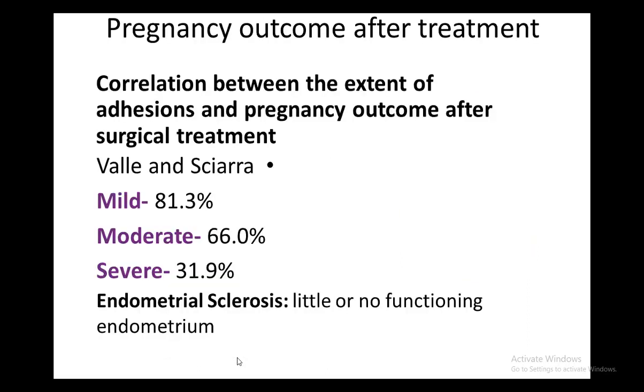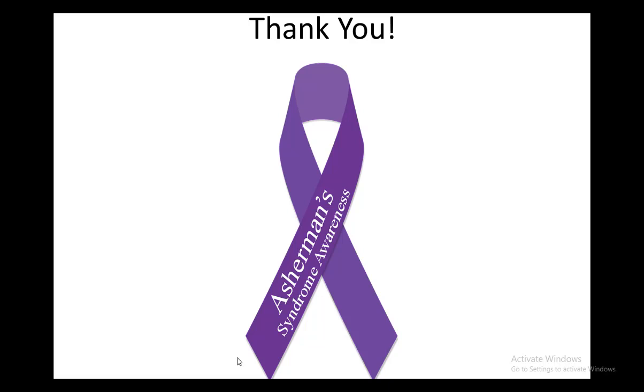Pregnancy outcome after treatment: there is a correlation between the extent of adhesion and pregnancy outcome after surgical treatment. Valle and Sciarra reported that for the mild type the pregnancy rate was 81.3%, for the moderate type 66%, while for the severe type only 31.9%. When there is endometrial fibrosis, there is little or non-functioning endometrium. That's why the prognosis is bad. And thank you very much.